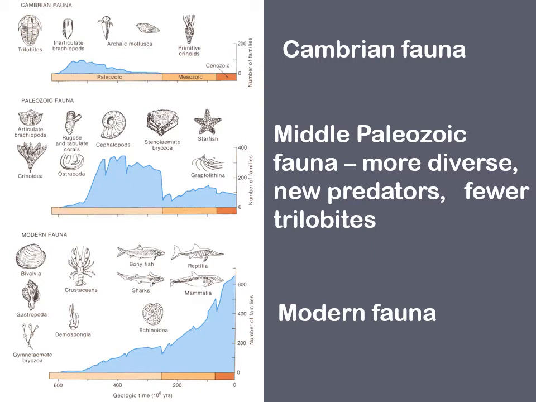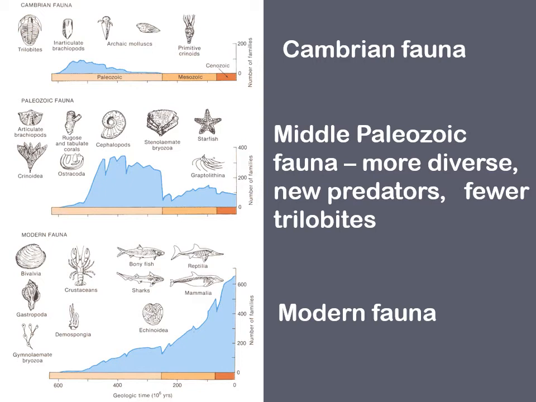So for the Cambrian, going into the early Ordovician, we have what's called the Cambrian fauna. And this means that the dominant organisms in the oceans at the time were trilobites, what we call inarticulate brachiopods, which are a type of filter-feeding organism, very primitive or archaic mollusks, so early types of clams and snails, and very primitive crinoids, which are distant relatives of things like sea stars.